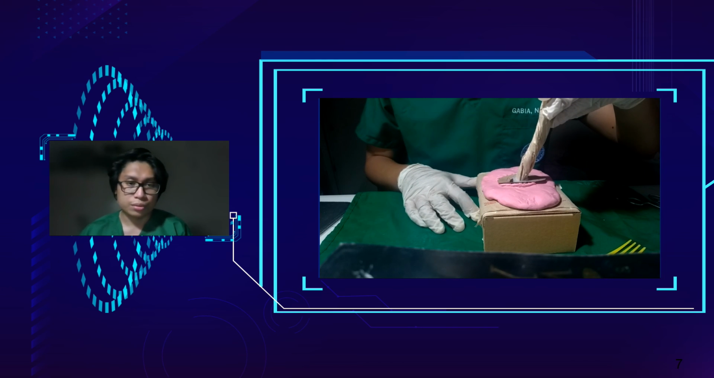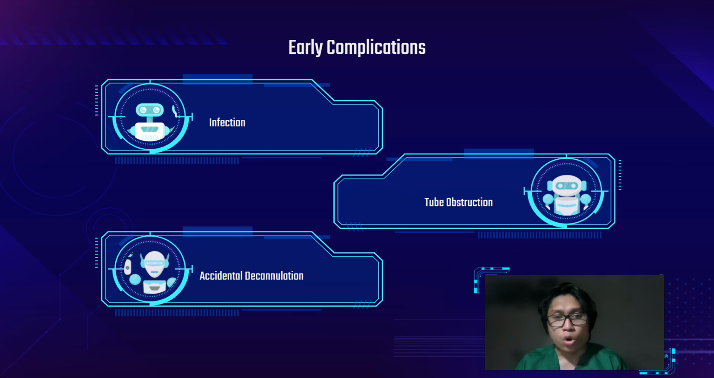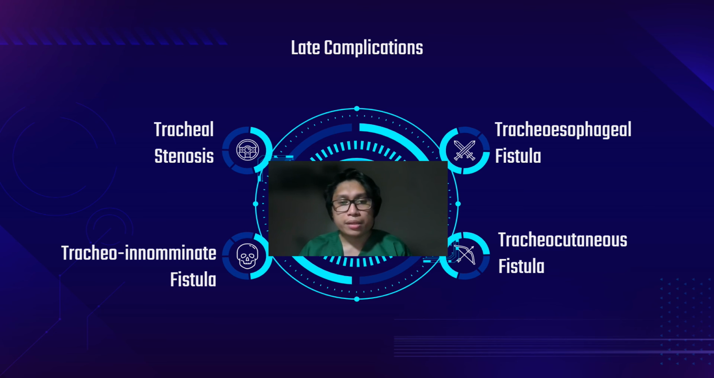Intra-procedural complications of tracheostomy are airway fire, bleeding, and pneumothorax or pneumomediastinum, while early complications are infection, tube obstruction, and accidental decannulation. And lastly, the late complications of tracheostomy are tracheal stenosis, tracheoinnominate fistula, tracheoesophageal fistula, and tracheocutaneous fistula.